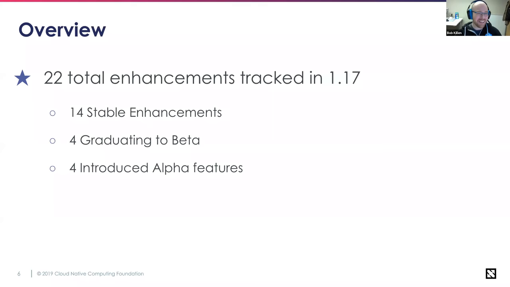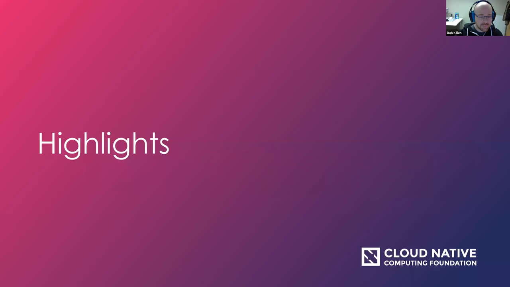Okay, this is where I'll kick in and take over for a little bit. For this release, we had 22 total enhancements. That's much less than we've had in previous releases, but we see this cyclical nature where, towards the end of the year, fewer and fewer enhancements, especially with the holidays and the shorter cycle, will make it in there. But they make up for it in the beginning. We'll probably have significantly more for the 1.18 release. Of those, we had 14 that were going to stable or GA. And most of those are smaller feature things that just help the project as a whole. They aren't necessarily huge features. Four that were graduating to beta and four that were new as alpha.